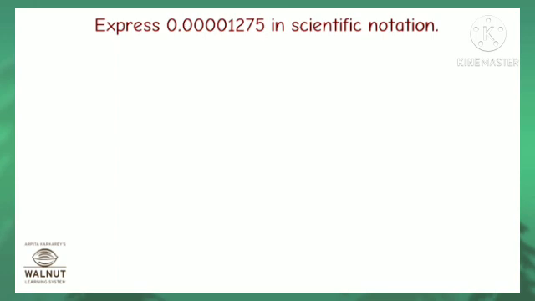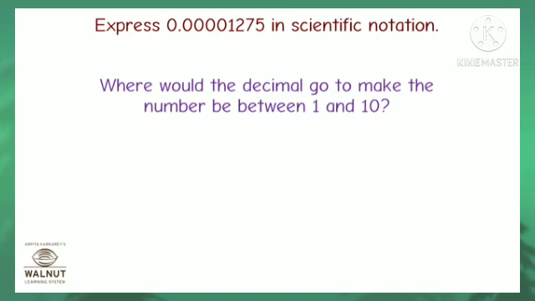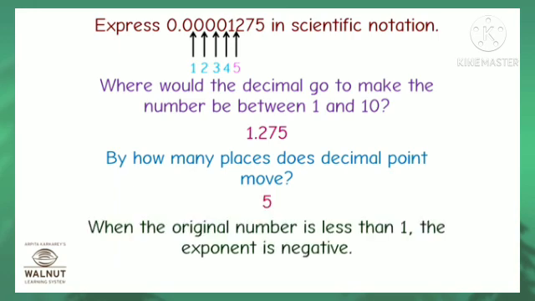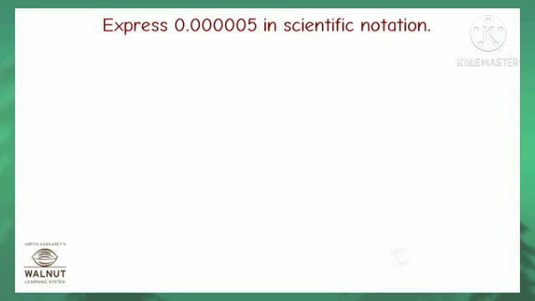Express 0.00001275 in scientific notation. Where would the decimal go to make the number be between 1 and 10? Correct, after 1. So it becomes 1.275. By how many places does the decimal point move? 1, 2, 3, 4 and 5. When the original number is less than 1, the exponent is negative. Hence we get 1.275 into 10 raised to minus 5.